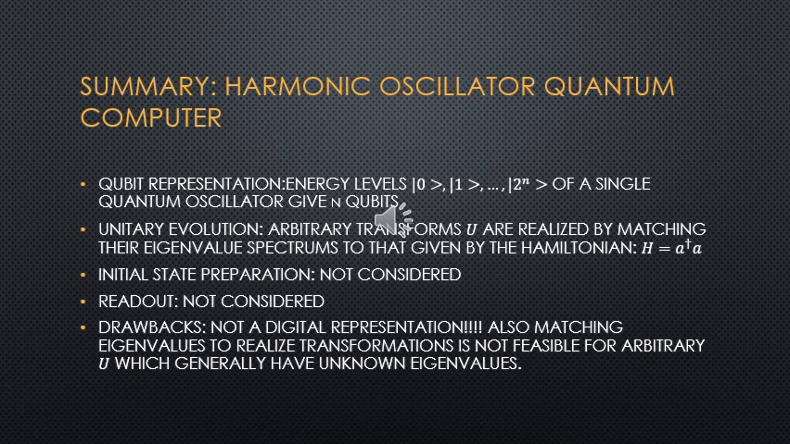Here we summarize how theoretically we propose to use the harmonic oscillator as a quantum computer. We've already seen that it's actually not possible. We have qubit representations given by energy levels ket 0, ket 1, right up to ket 2 to the power n of a single quantum oscillator, and these give us n qubits. Then we need unitary evolution, that is, arbitrary transforms U are realized by matching their eigenvalue spectrums to that given by the Hamiltonian H equal to a dagger a.